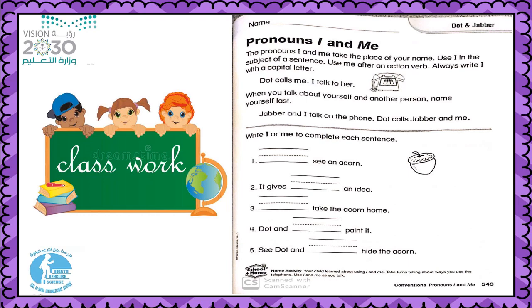Number 5. See Dot and me, or See Dot and I hide the acorn? Now look at the first word, see. It's an action verb. What do we put after the action verb? I or me? Excellent. I know you said the correct answer. Me. See Dot and me. Not See Dot and I, because we have an action verb before it.